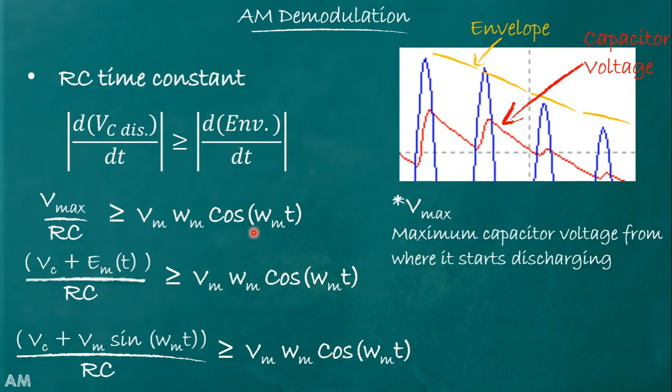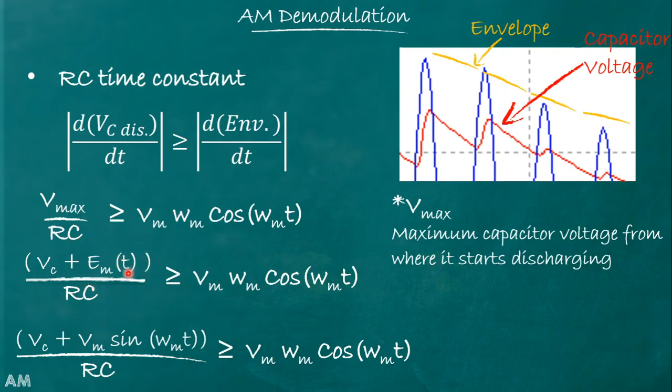Now here, Vmax is nothing but the maximum capacitor voltage from where it starts discharging. But here we can see that our capacitor starts discharging from different maximum values. Over here, over here, over here, your capacitor starts discharging but with different initial values. As a result, we cannot put a fixed value of Vmax over here. So how do we get that value? You can replace Vmax by the equation of the envelope.